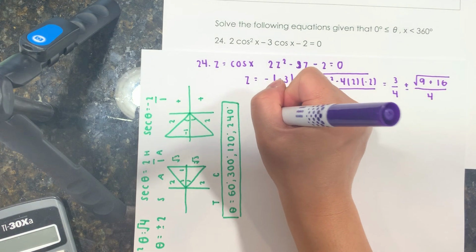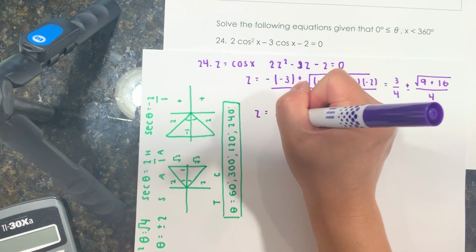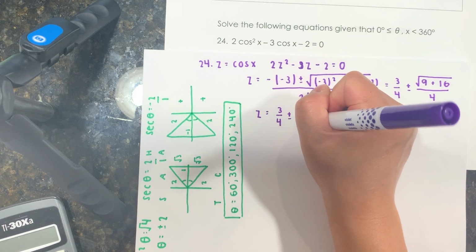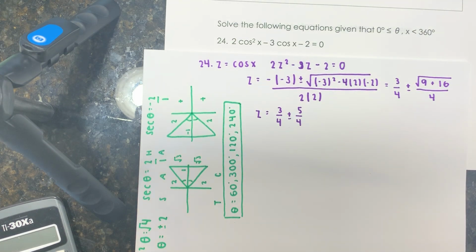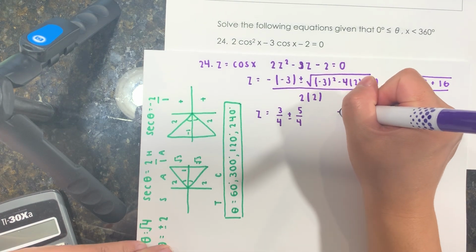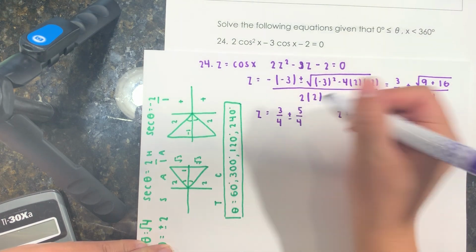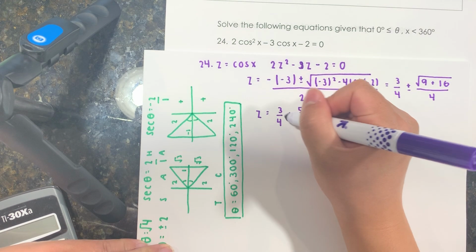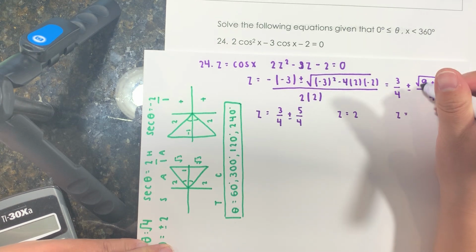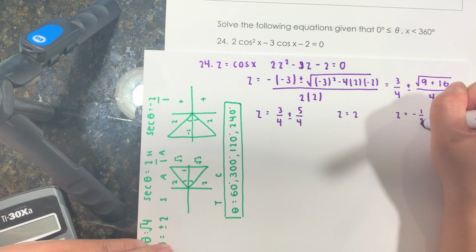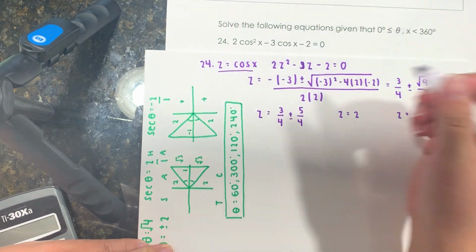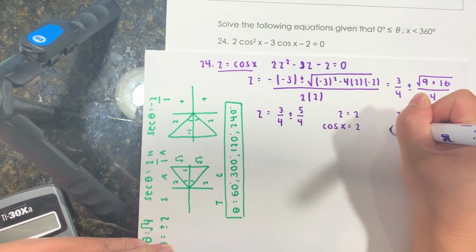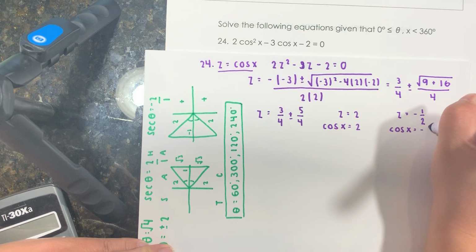So that means z is going to be equal to 3/4 plus or minus 5 over 4. So I'm going to have two answers. I'm going to have z is equal to 3 plus 5 is 8 over 4. That will give me 2. And then I have z is equal to 3 minus 5, which would be negative 2 over 4, and that would be negative 1/2. Now remember in the beginning that I said z equal to cosine. So this is actually cosine x is equal to 2, and then cosine x is equal to negative 1/2.